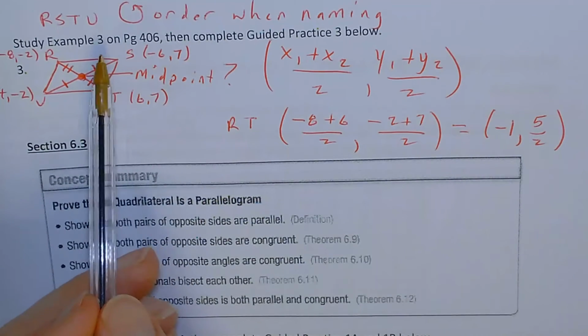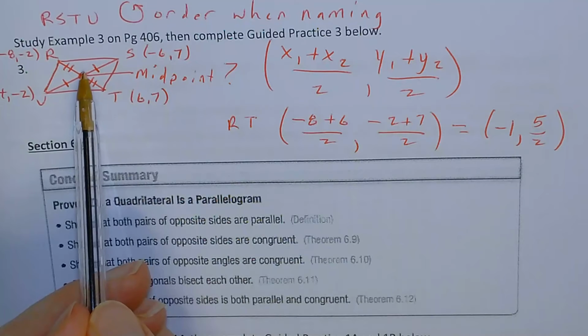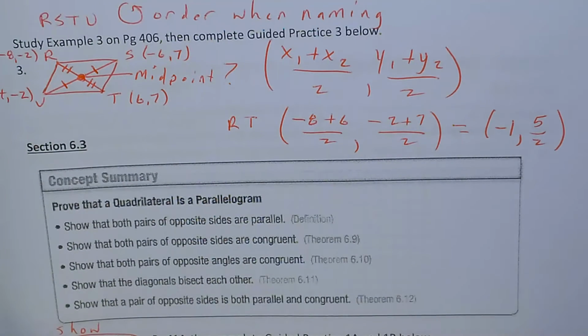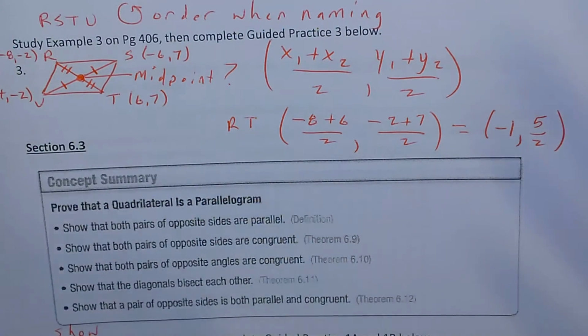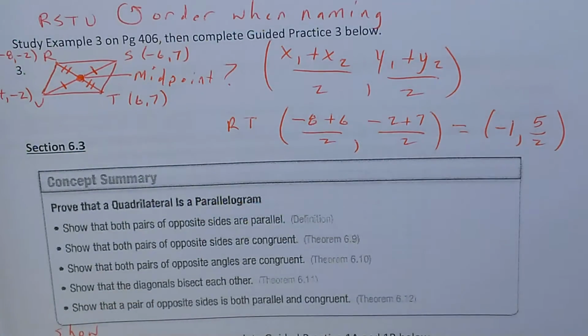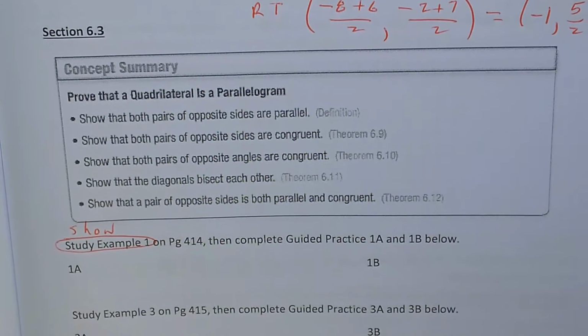So the question asked for the intersection of the diagonals, and the intersection of the diagonals is the midpoint, which is why we did the midpoint formula. Okay, so that's section 6.1, all the properties of a parallelogram and finding the midpoint of the diagonals. So we're going to look at section 6.3 before we stop, and we're going to talk about how we know if something is a parallelogram.